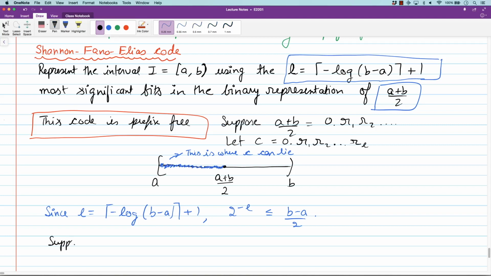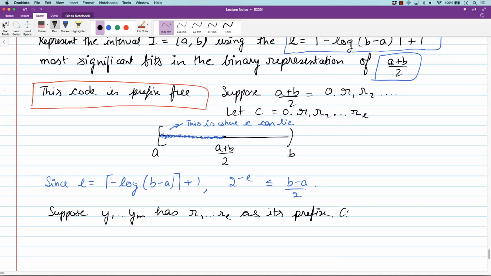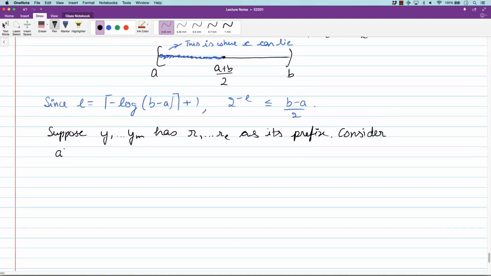Now suppose that y1 to ym has r1 to rL as its prefix. Okay, so you have the sequence y1 to ym, and it has r1 to rL as its prefix. Consider the number a prime equals 0.y1 to ym. Where can this a prime lie? We know that this a prime and C have the first L bits the same. And in fact, C can only be on the left of A prime. So C is somewhere here, and A prime is to the right of C. So A prime can be anywhere here.